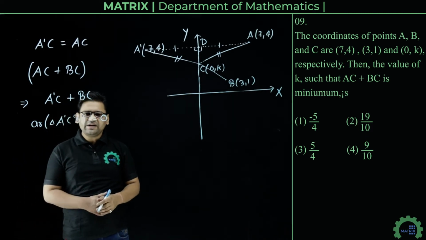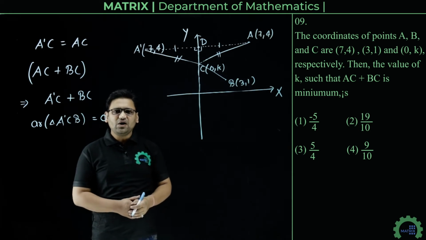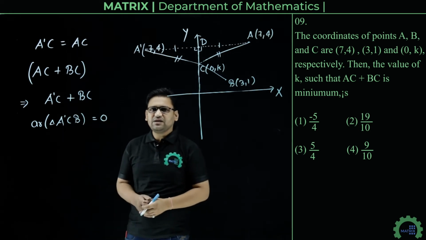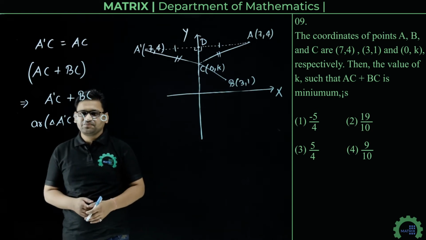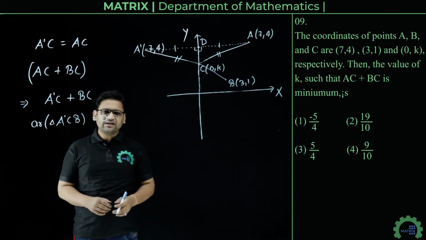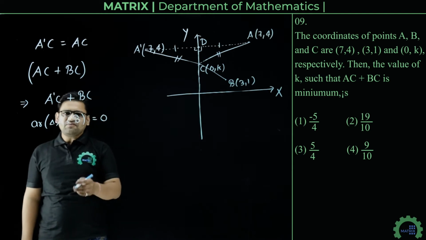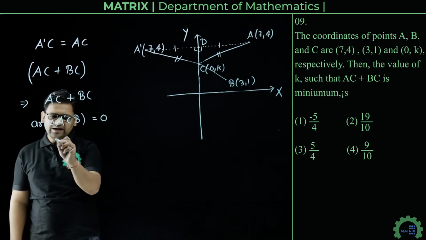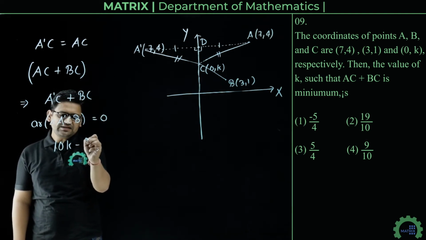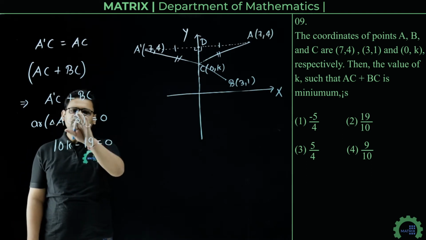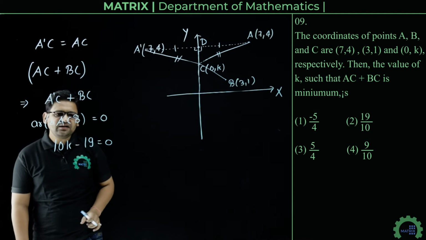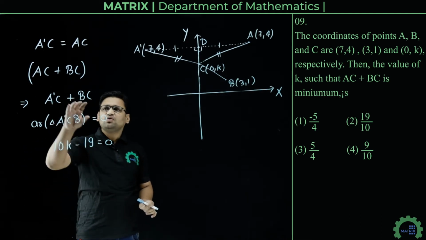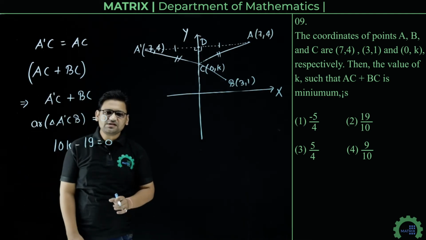And we have studied how to find the area of a triangle whose 3 vertices are given. So we can easily find the area of this triangle. After solving this, we get 10k minus 19 equals 0. When we find the area, it will be 10k minus 19, and that area should be 0 to minimize the value of A dash C plus BC.